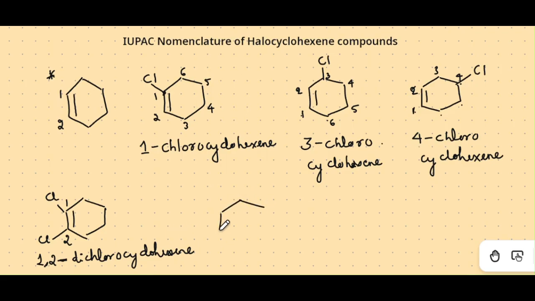Now let's do a slight change in the structure of the molecule. What if I write chlorine here and here? Right, as I told you earlier, like in this rule, you start numbering from the carbon where there is a functional group. That is very clear here, right? Therefore, what will be the name of the molecule? 1,3-dichlorocyclohexene.